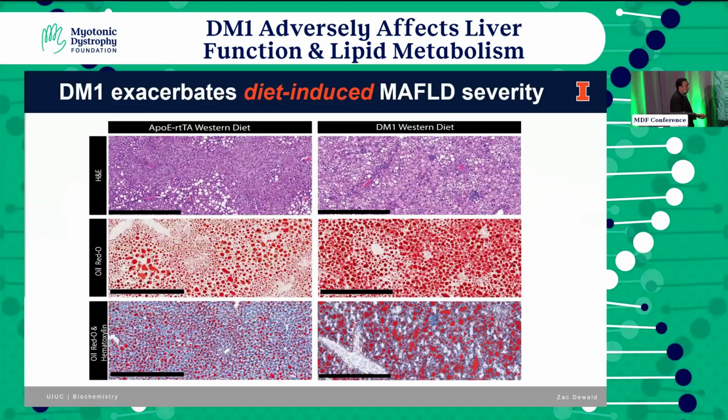And the microscopic analysis of fat accumulation showed that DM1 mice on Western diet tend to accumulate fat into these large macrosteatotic lipid droplets in comparison to the control animals. And this agrees with previous reports indicating a higher risk of fatty liver disease in DM1 patient population.